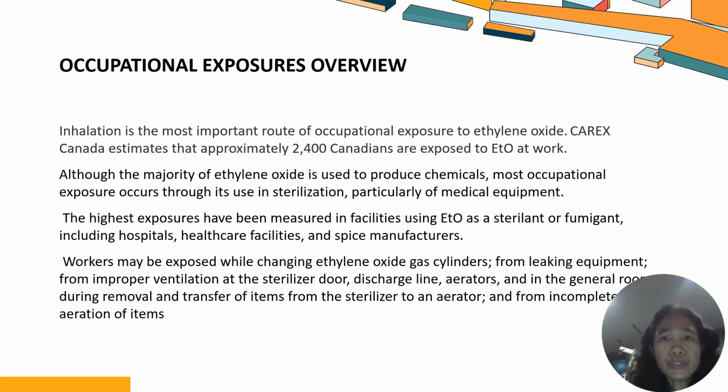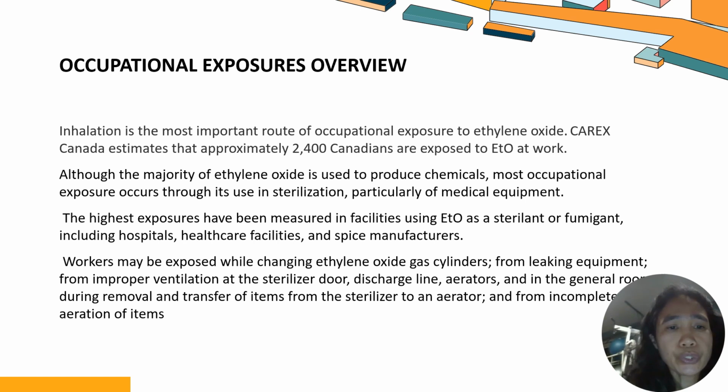Occupational exposure overview. Inhalation is the most important route of occupational exposure to ethylene oxide. CAREX Canada estimated that approximately 2,400 Canadians are exposed to ethylene oxide at work. Although the majority of ethylene oxide is used to produce chemicals, most occupational exposure occurs through the use of sterilization, particularly of medical equipment.